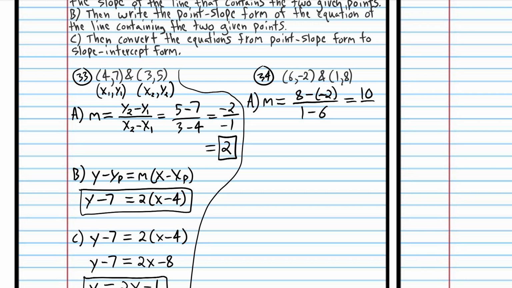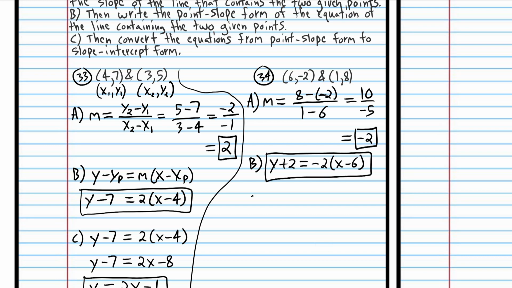And 1 minus 6 is negative 5. And if we simplify, we get negative 2. So the slope of the line that contains these 2 points is negative 2. And now we have to write the point-slope form. So that's y. I'm going to use this point here, so that would be y plus 2. Remember, it's the opposite sign. X minus 6. So very, very simple. Very easy to write that point-slope form.